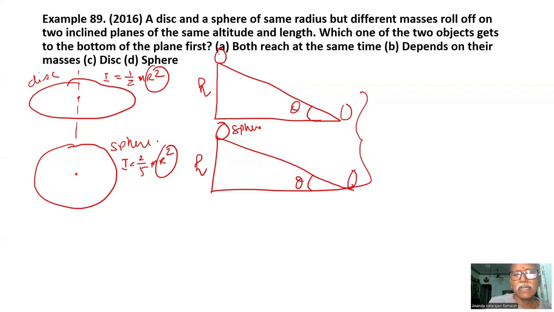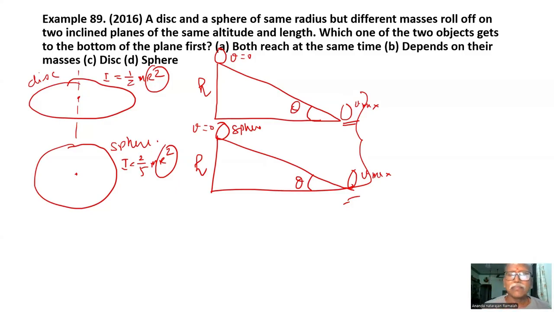Here its initial velocity is 0, and here the velocity is maximum. So which will come first? The one whose velocity is higher, with the maximum value, will come first. Obviously, we have to find that final velocity.